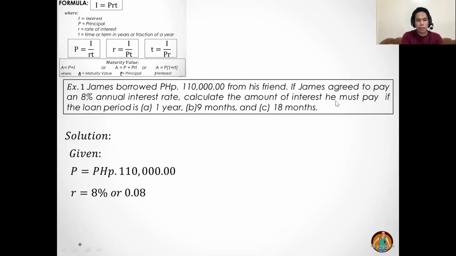Calculate the amount of interest. So ibig sabihin hinahanap natin si I. He must pay if the loan period is 1 year. So simulan natin sa 1 year. That is our T. Okay?